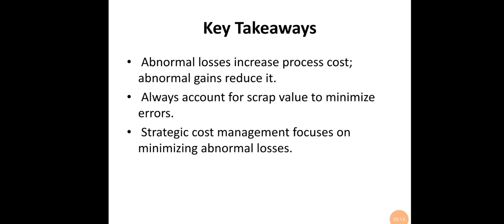Then the process cost, the cost of each process during production in a continuous flow, is increased by abnormal losses, and the process cost is reduced by abnormal gains. Then to minimize errors, one of the best methods is to account for the scrap value.